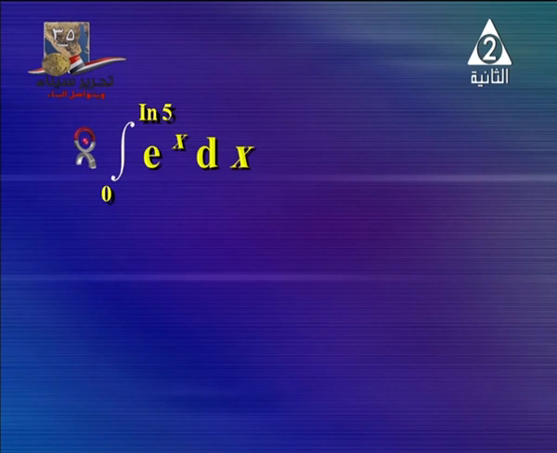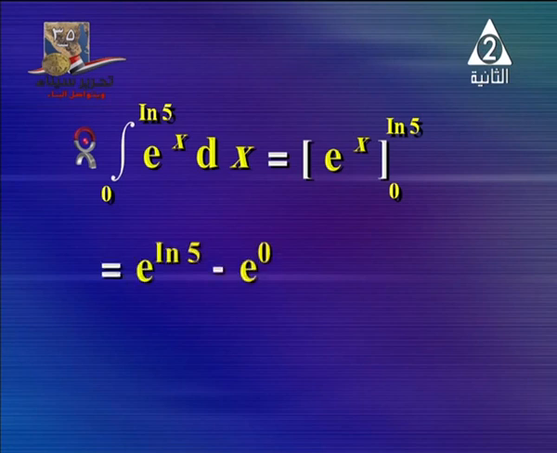Integration e power x dx from 0 to ln 5. Integration of e power x is e power x, as differentiation of e power x equals e power x. Then integration of e power x is the same, e power x from 0 to ln 5. By substitution, x equals ln 5, after that x equals 0, answer is e power ln 5 minus e power 0. What is the value of e power ln 5? 5. E power 0 equals 1, answer is 4.